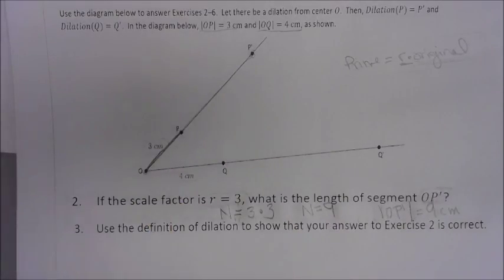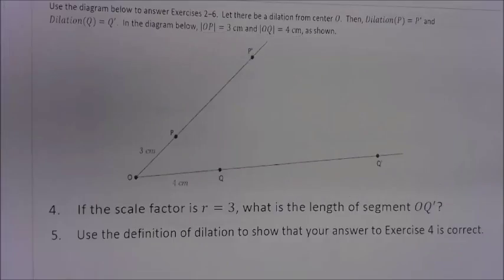We always want to make sure and label if they give us the unit to label with. Number 3, use that definition of dilation to show that our answer for number 2 is correct. We know it's correct because it is an enlargement or a reduction. In this case, the scale factor is 3. I can see it's further away, so I know that it is an enlargement.